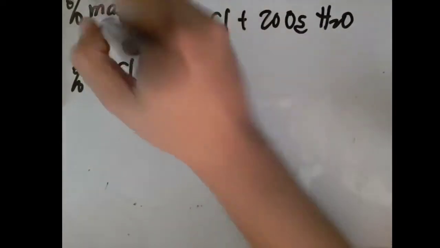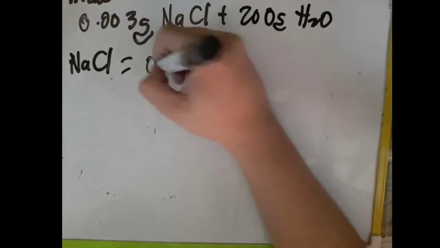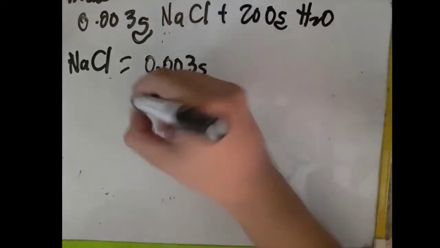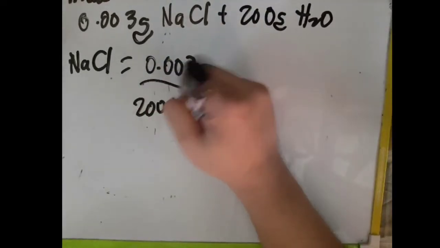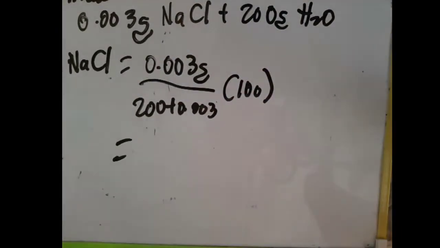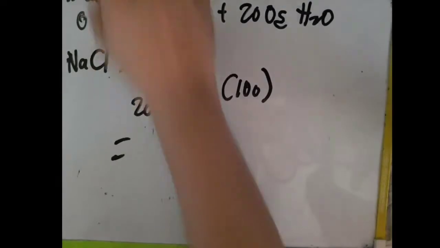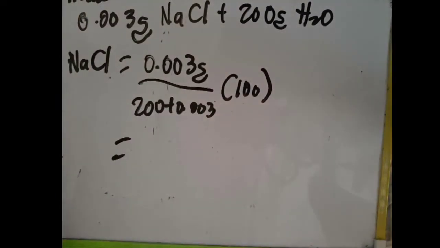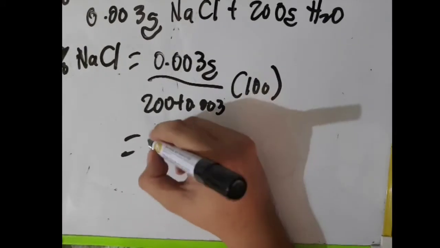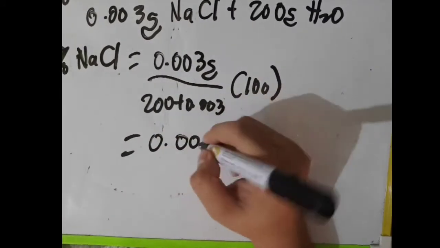Percent sodium chloride by mass is equal to 0.003 grams divided by 200 plus 0.003, times 100. Plugging in these values will give you a value of 0.0015%.